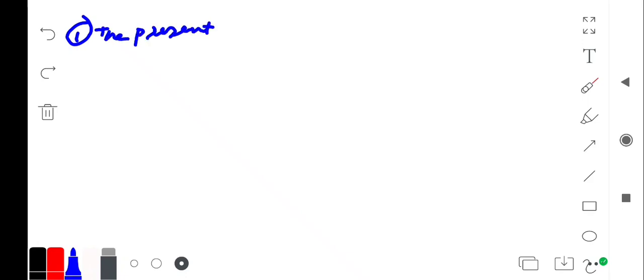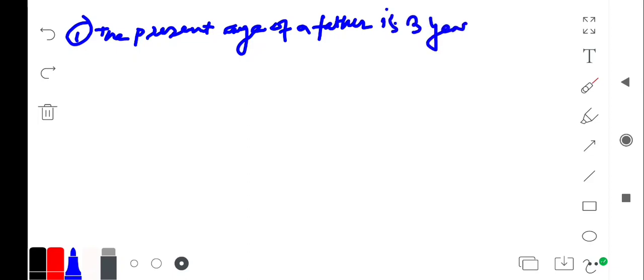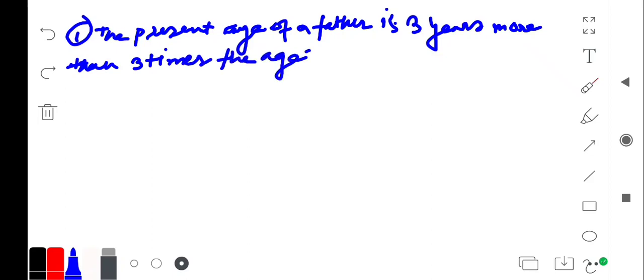The present age of a father is 3 years more than three times the age of his son.